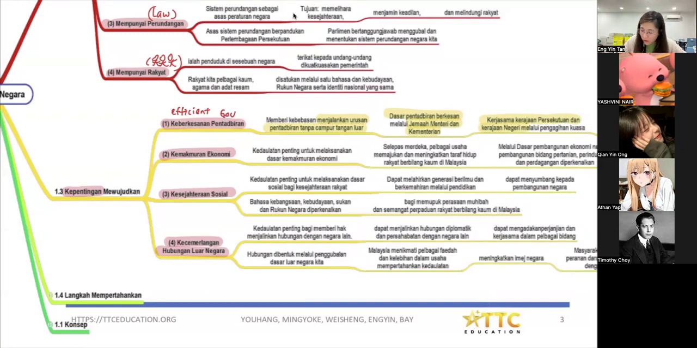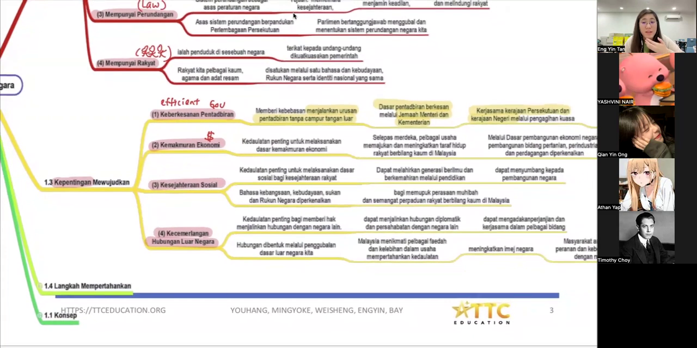Number 2 is our economy. And remember, we control our own economy. Last time, British controlled our economy. So now we decide. You see. Now, kedaulatan penting. Melaksanakan dasar kemakmuran ekonomi. So we can do our own policy. We can develop our country, change our living standards, everything. Improvement. And then the social.